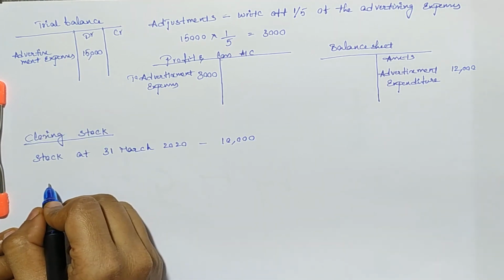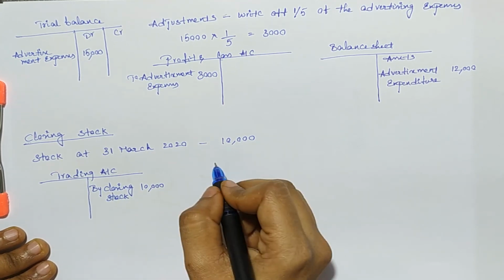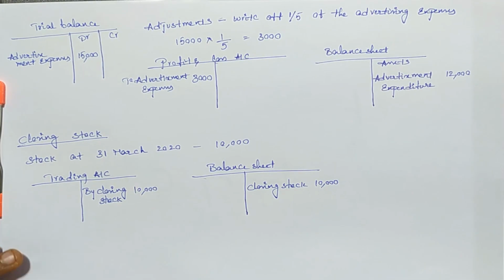Next adjustment is stock on 31st March 2020 is 10,000. We all know that the stock on 31st March 2020 is closing stock. We'll mention this amount on the credit side of the trading account and also on the asset side of the balance sheet.